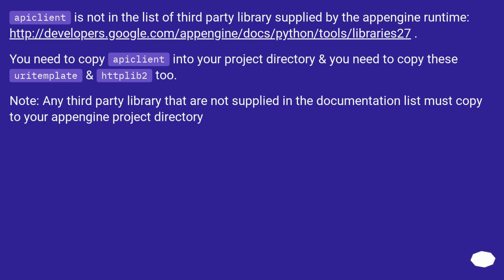apiclient is not in the list of third-party libraries supplied by the App Engine runtime, at this URL. You need to copy apiclient into your project directory, and you need to copy these uritemplate and httplib2 too. Note, any third-party library that is not supplied in the documentation list must be copied to your App Engine project directory.